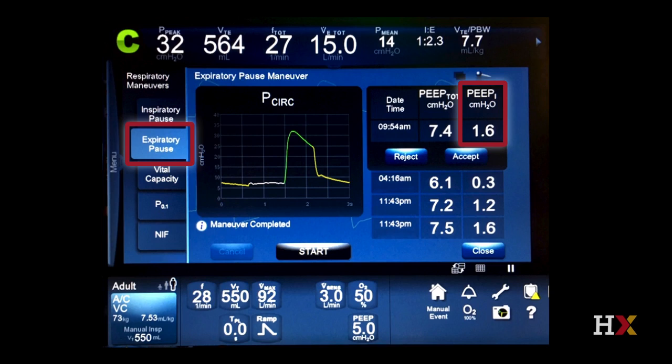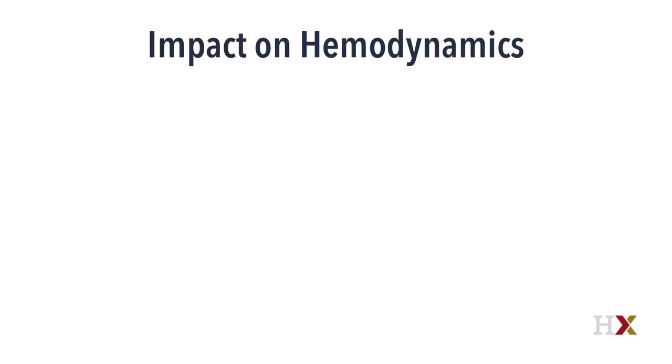In this example, the patient has an intrinsic PEEP measured at 1.6, also known as auto-PEEP, of 1.6. This means that the pressure that's left behind in the system after the patient is exhaling is 1.6 centimeters of water. So this is a small number. We don't usually worry until that pressure starts to get over 5, and certainly we worry when it gets over 10.